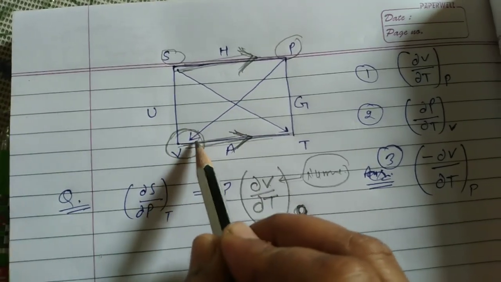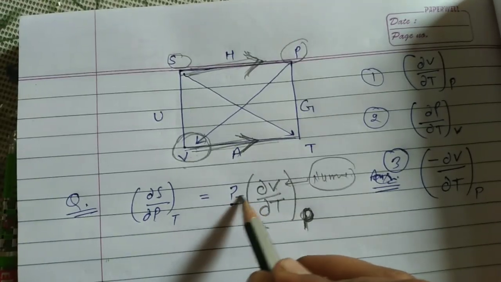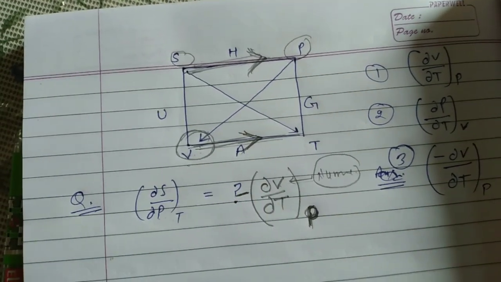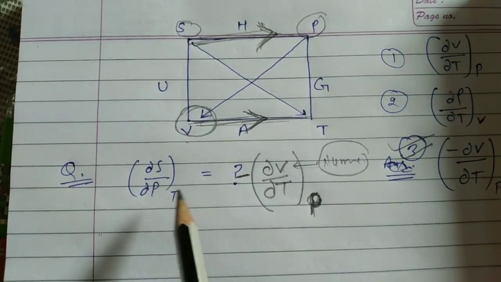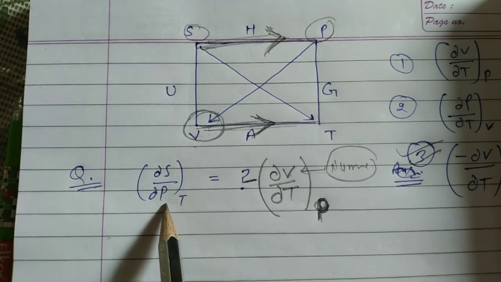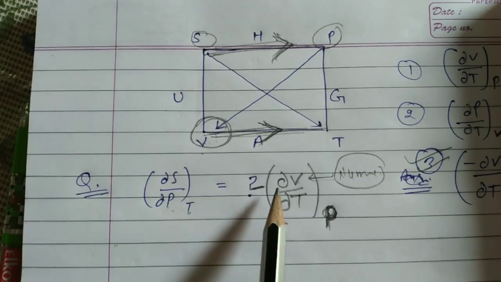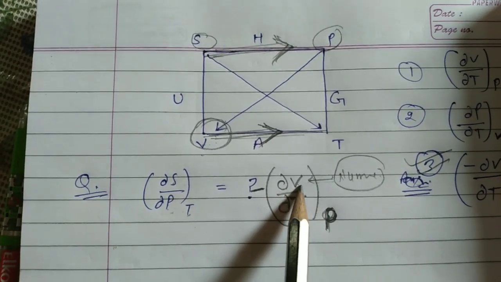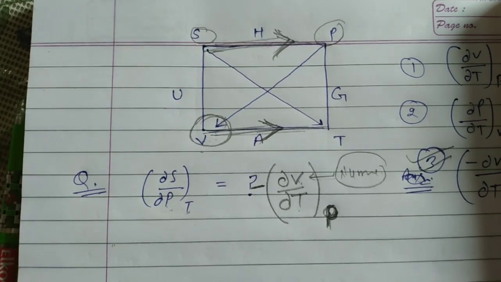Here an arrow is coming towards the volume, so we will give a negative sign in front of the equation. So option 3 is the correct answer. Means the partial derivative of entropy with respect to pressure at constant temperature is equal to the negative of the partial derivative of volume with respect to temperature at constant pressure.